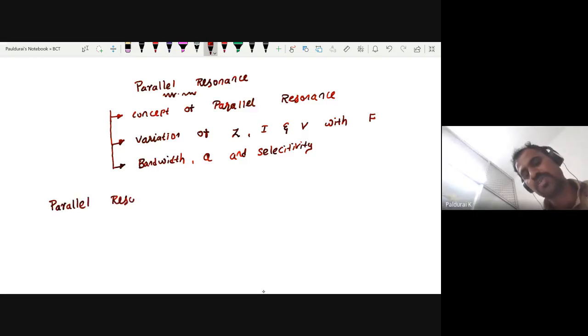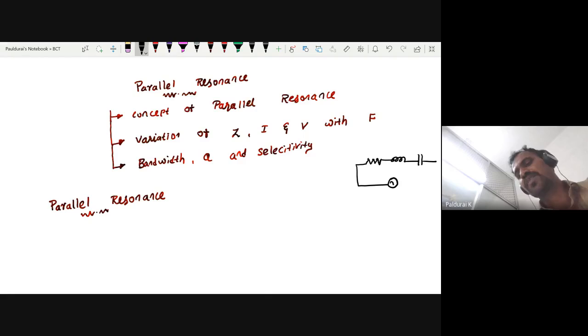This time, how will you sketch the circuit diagram for parallel resonance? Anyone? Series resonance is very simple, there is only one way. You will take one R, one L, and C, connect them in series, and apply some voltage. That's it. This is your series resonance.